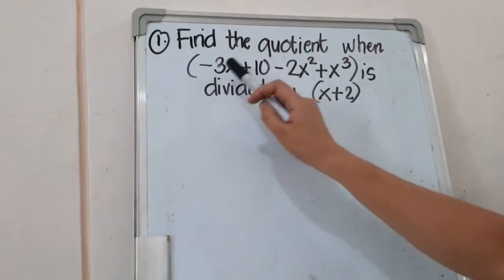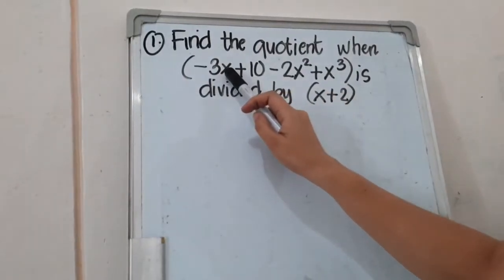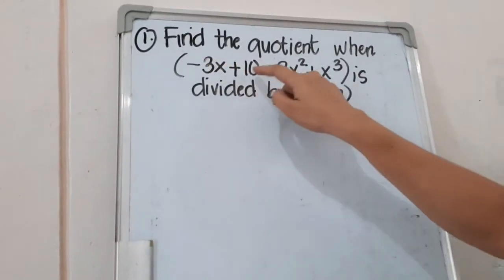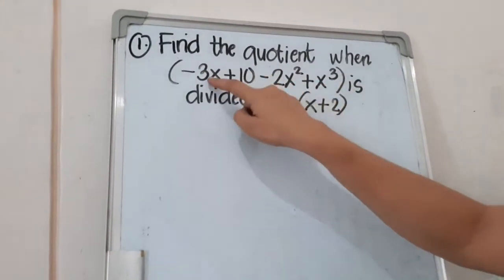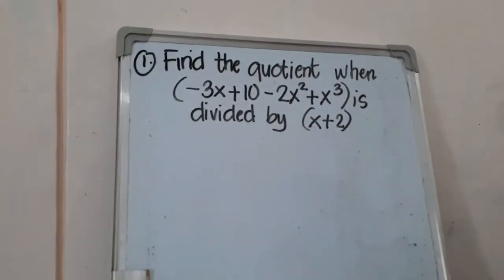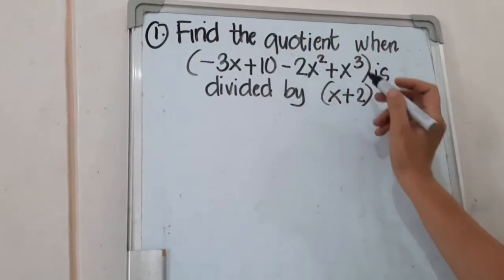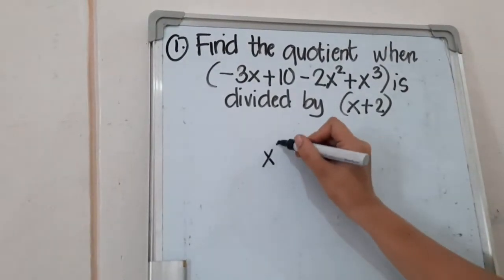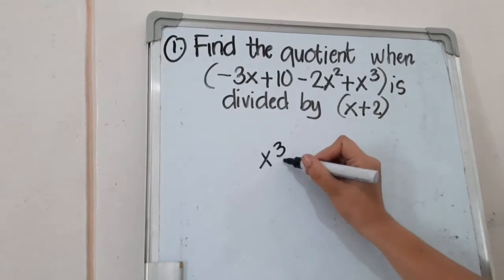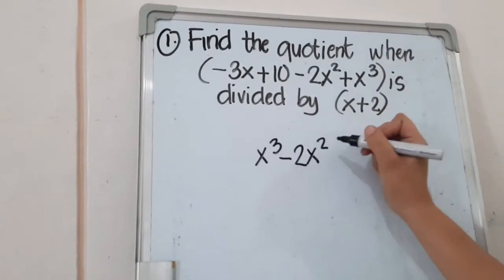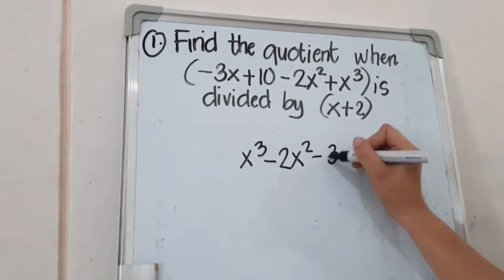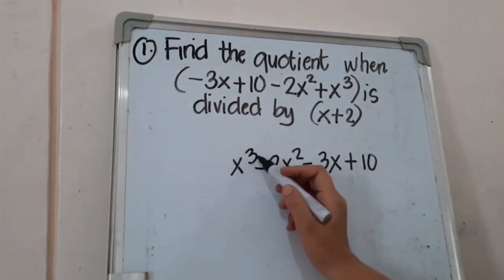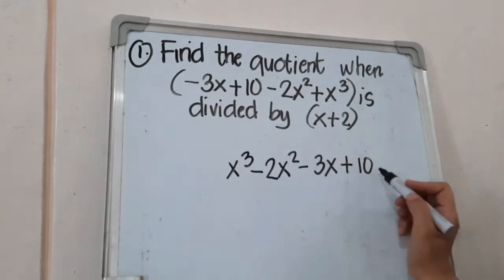Find the quotient when negative 3x plus 10 minus 2x squared plus x cubed is divided by x plus 2. Is the given polynomial expression in standard form? Absolutely not. This polynomial expression is not yet in standard form. Take note, you have to arrange it first in standard form. So in standard form, that is x cubed followed by minus 2x squared followed by minus 3x followed by plus 10. Do you agree? The highest exponent is 3, followed by 2, followed by 1, and then the constant.